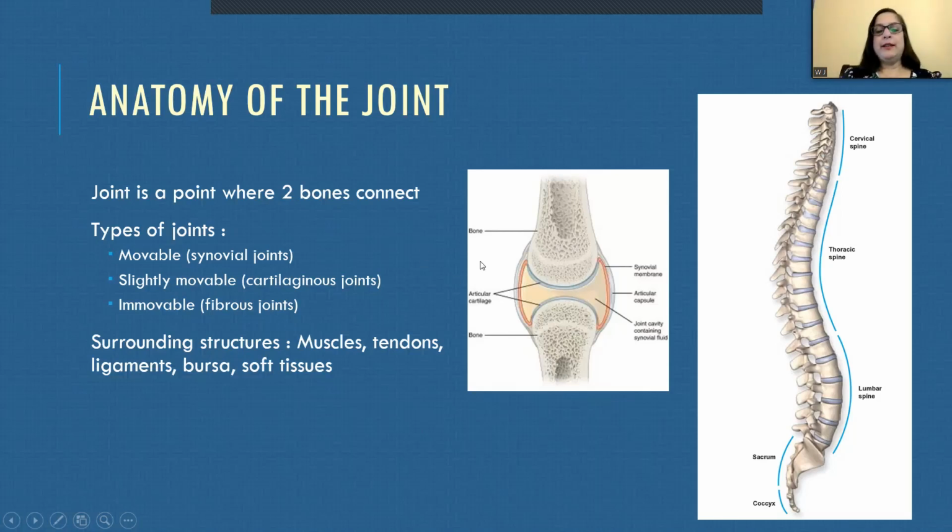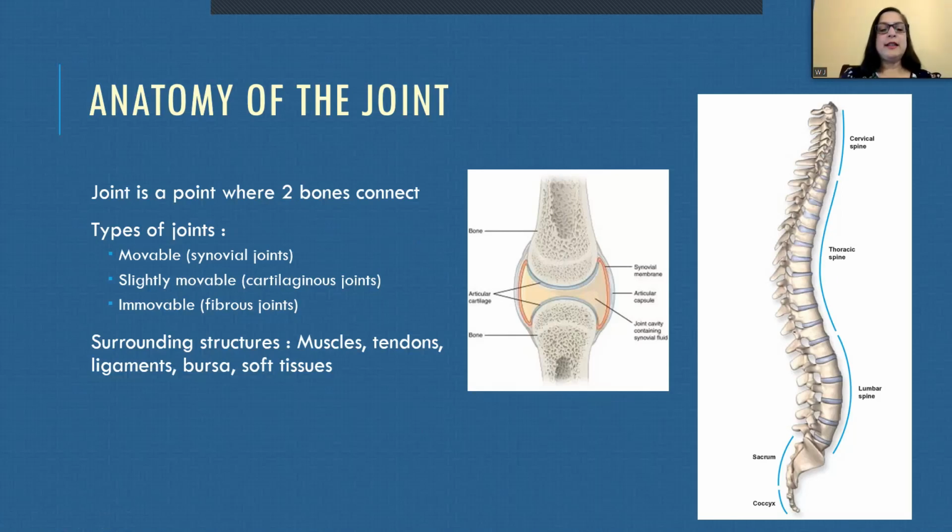The major types of joints are three: the movable joints, the slightly movable joints, and the immovable joints. The movable joints are the synovial joints, which are the joints in which we have the maximum movement. That is the small joints of the hands, wrists, elbows, the shoulders, hips, knees, and small joints of the toes. The slightly movable joints are the cartilaginous joints, which are in the spine, and the immovable joints, which are also called fibrous joints, are in the skull.